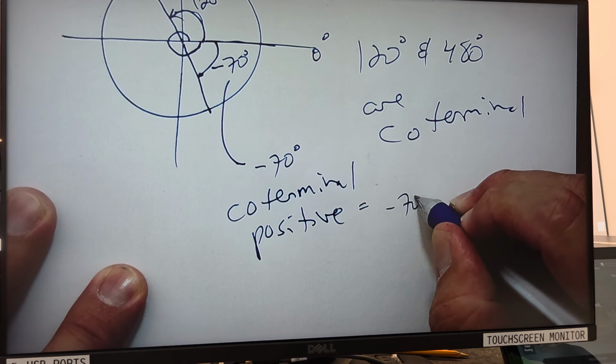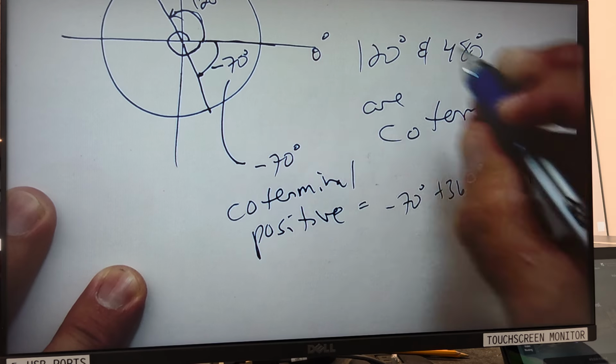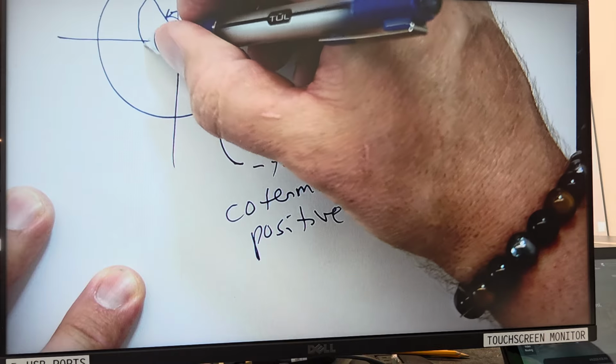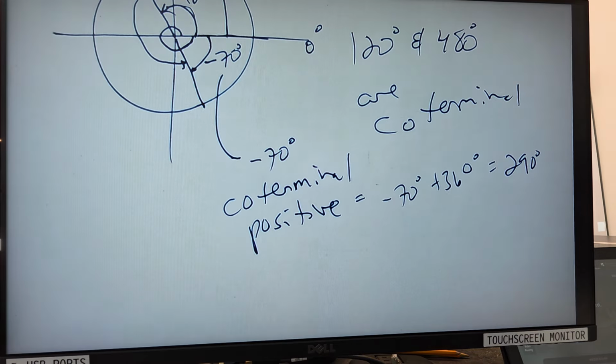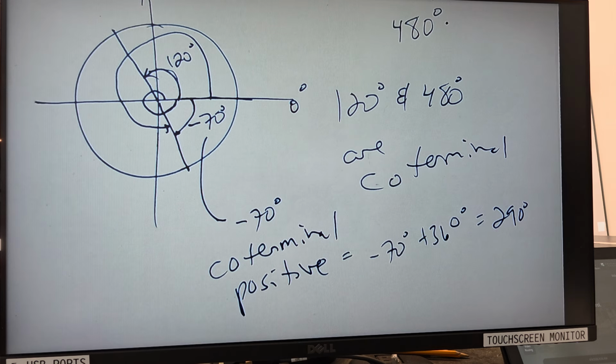So I would do negative 70 degrees plus 360 degrees. And that gives you 290 degrees. So 290 degrees ends up in the same place as negative 70 degrees. Okay, that needs to be a remarkably simple idea.